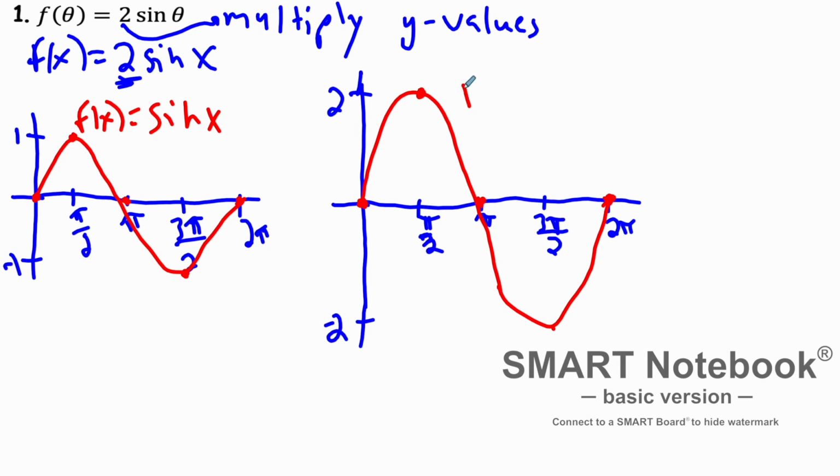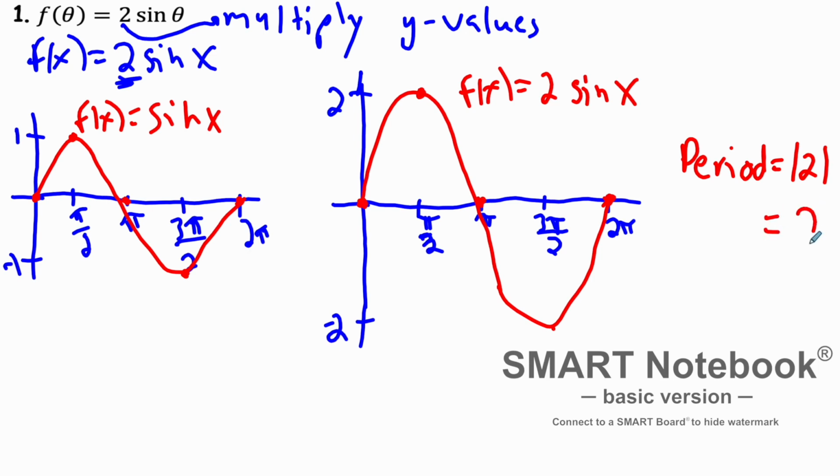So here is our new function, f of x equals 2 sine x. One thing that we're going to label here, we're not going to label domain and range just yet, but we do want to label what we changed. So what we did now was the period. And the period for this function is the absolute value of 2, which is just 2. Okay? So that's the period for this function.